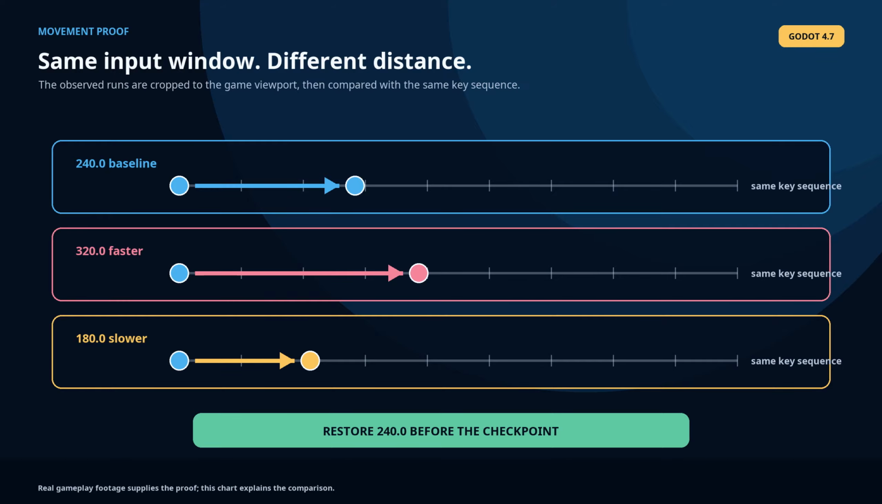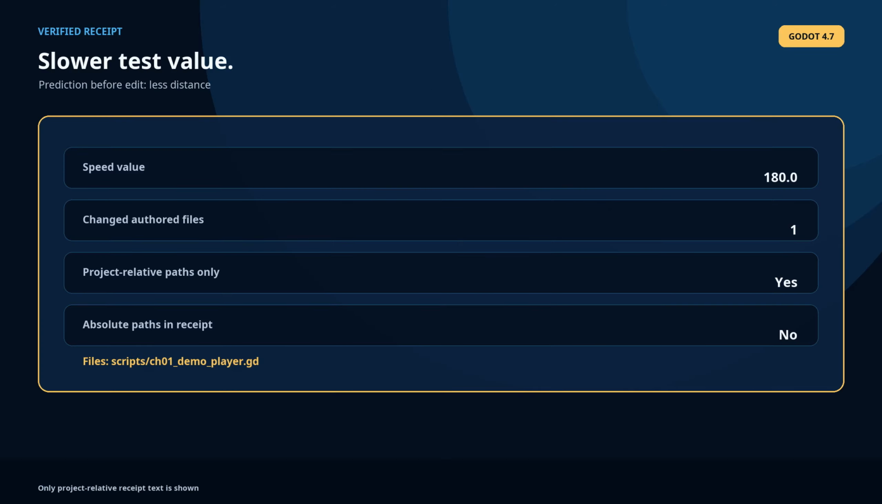The before version says 240.0. The experiment says 320.0. Every other character on the line stays the same, and the current saved version is restored to 240.0. Before we create the checkpoint copy, the restored authored file receipt should show 0 changed authored files against the normalized 240 baseline. Godot may update generated cache files inside .godot. Those are not authored project changes.